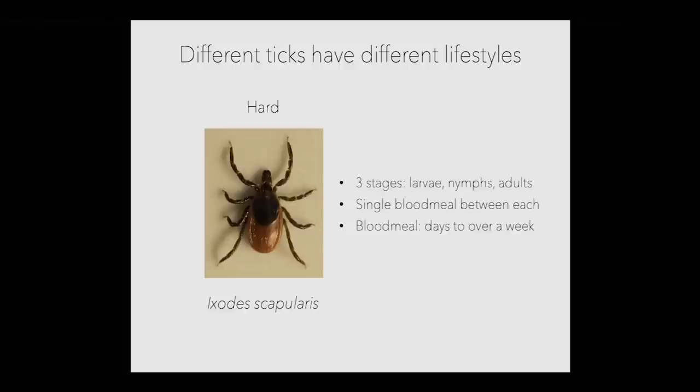So a few basic facts. They have three distinct life stages, larval, nymphal, and adult, and they get bigger with each. And in between each, these ticks need a single blood meal. That is critical for them to transition to the next life stage, and it's long. It's about days to a week, depending on the context. So these blood meals can last for a really long time, and during this period, they can transmit things to you.